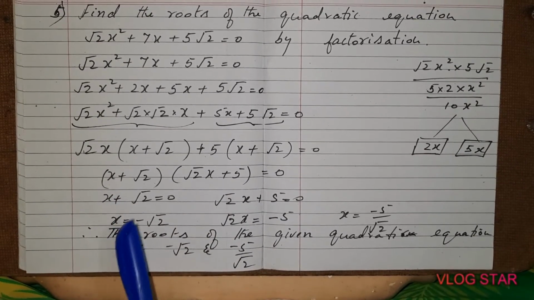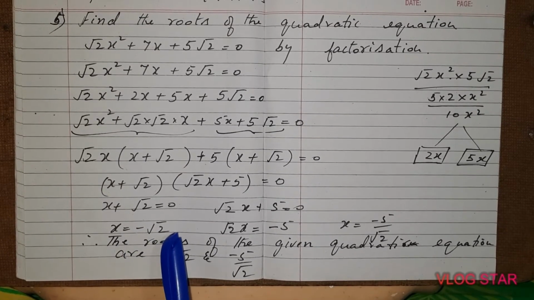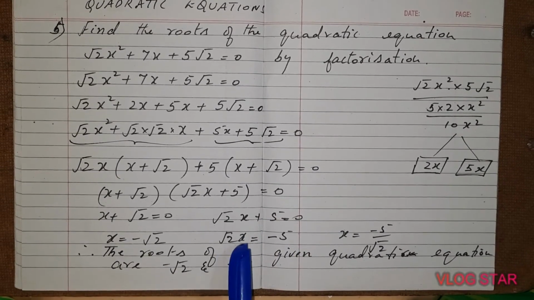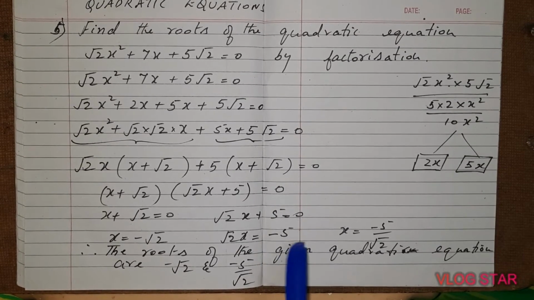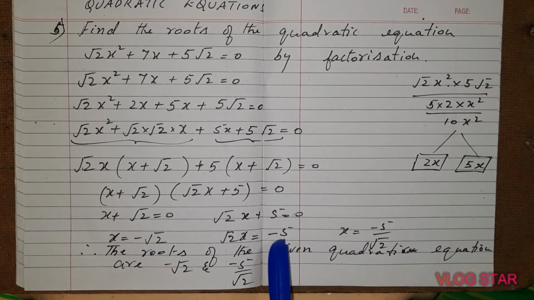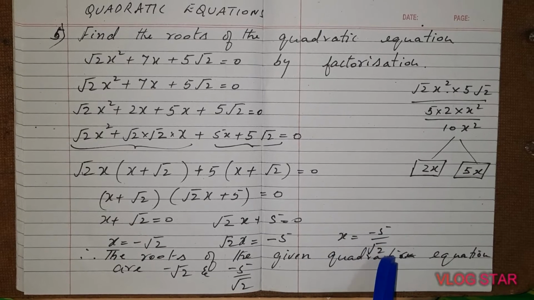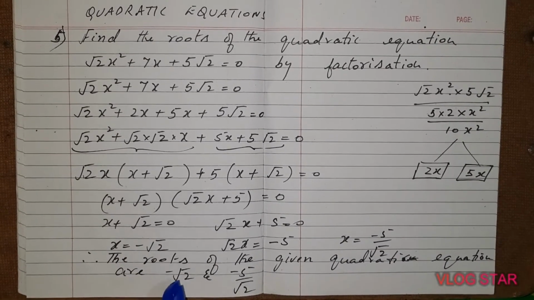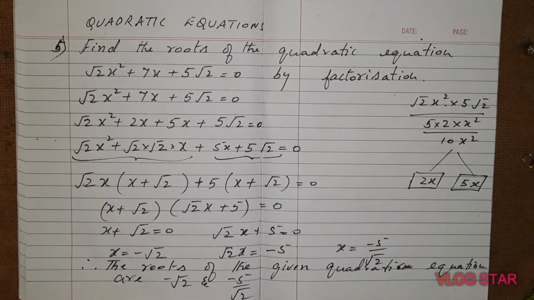So x is equal to, when this root 2 comes to the right side, it will become minus root 2. Root 2x plus 5 is equal to 0. So root 2x keep as it is, equal to, when this 5 goes to the right side, it will become minus 5. So x is equal to minus 5, this root 2 comes down. So x is equal to minus 5 by root 2. Therefore, the roots of the given quadratic equation are minus root 2 and minus 5 divided by root 2.